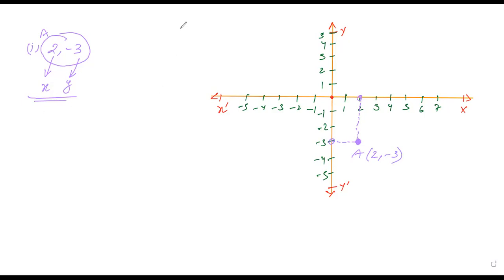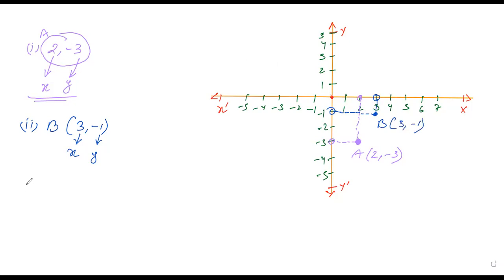Similarly, suppose another point is there, point B, that is (3, -1). Here again, the first one is positive and the second one is negative. So x is positive and y is negative. How could we go for this? Plus 3 is over here, and minus 1 is over here. We will plot a point like this, and this point will be B, and it can be named (3, -1).